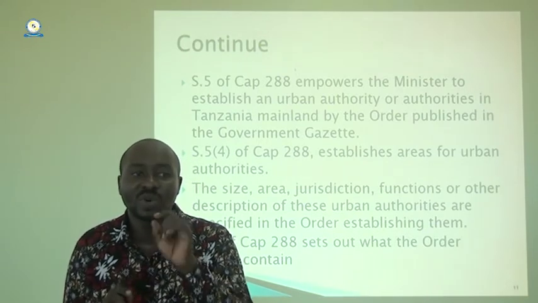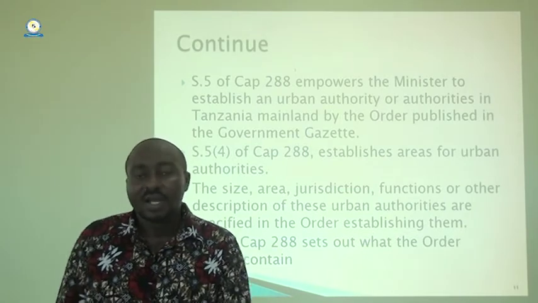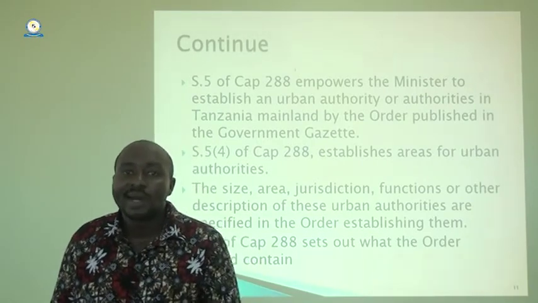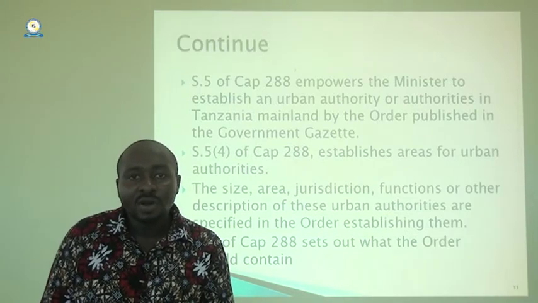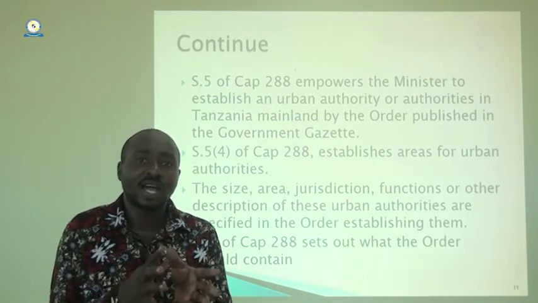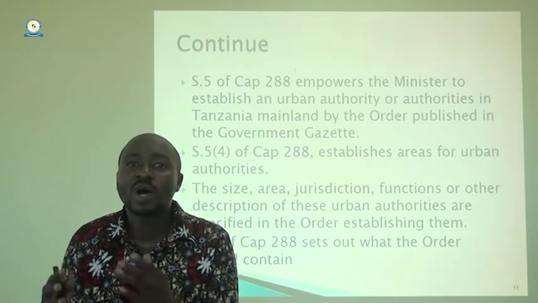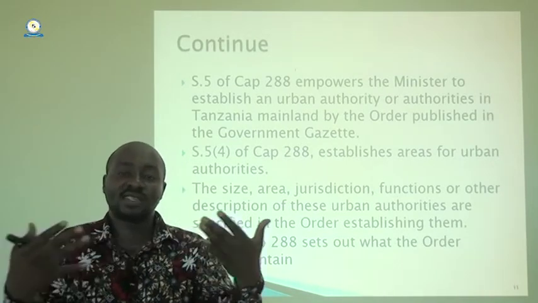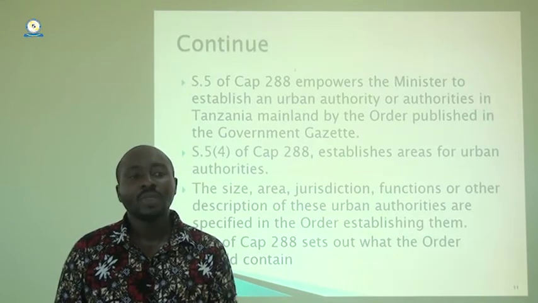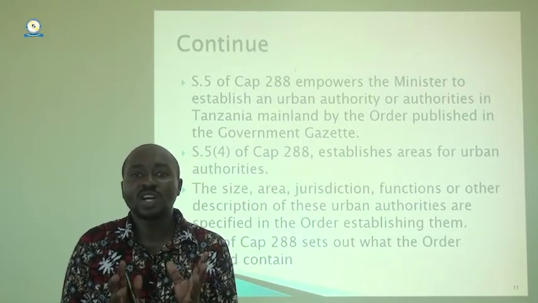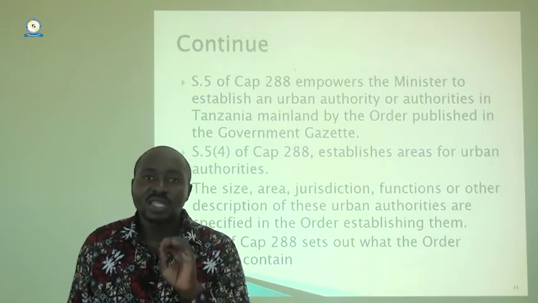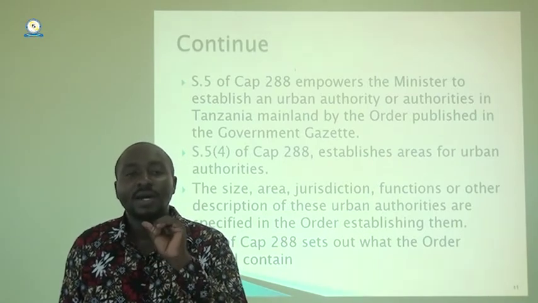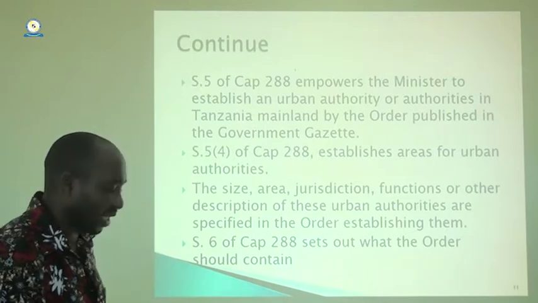Section 5 of KA 288 empowers the minister responsible for local government to tell that this local government, for example, Mvomero Local Government Authority, or Kilosa, or Mtwara, or Namtumbo, will operate within this area. And again, the size of the local government will be this way. So the size and whatsoever is given to the minister. The minister is empowered to do that.